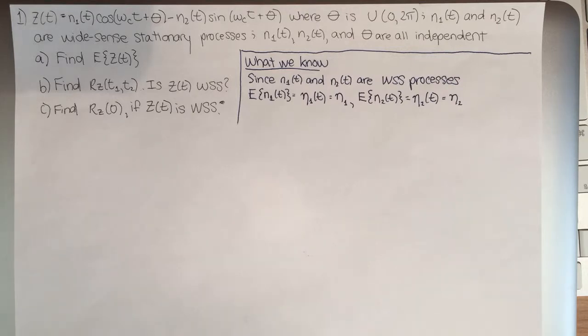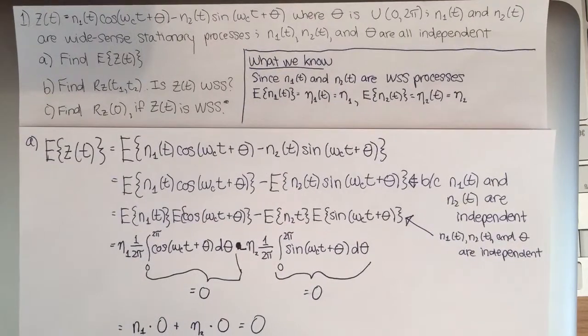So we have to go back to what we know. From the problem, what we know automatically is that since n1 of t and n2 of t are wide-sense stationary stochastic processes, the expected value of n1 of t is equal to eta 1 of t, which also equals eta 1. Eta 1 is a constant. Same thing goes for n2 of t. The expected value of n2 of t equals eta 2. And so we were going to explore part A, which is right here.